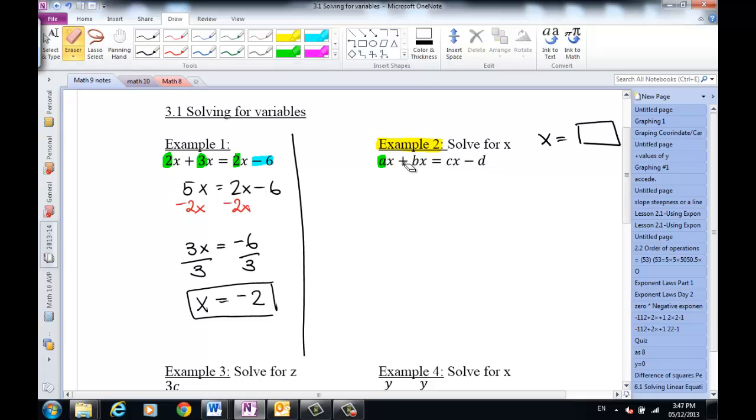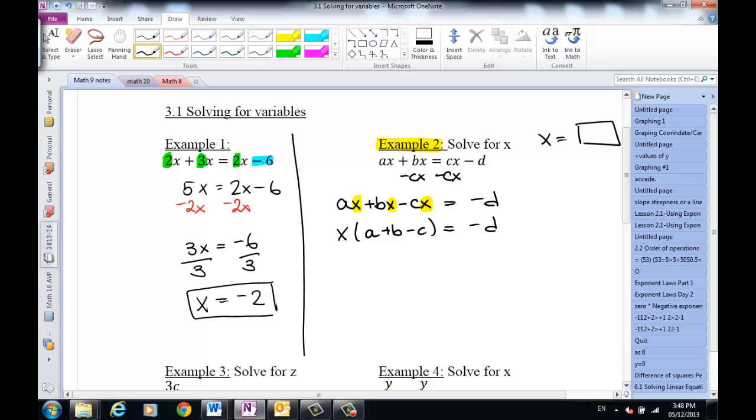My game plan is going to be the same. I'm going to get all of my variables onto one side and all of my constants onto the other side. So if I subtract cx from both sides, then I get ax plus bx minus cx is equal to negative d. So I still haven't gotten x equal to, but for this one, if I look, notice that all of these have an x in common. So my strategy is going to be to take out a common factor, which is x, and what I'm left with is a plus b minus c. And this is also equal to negative d.